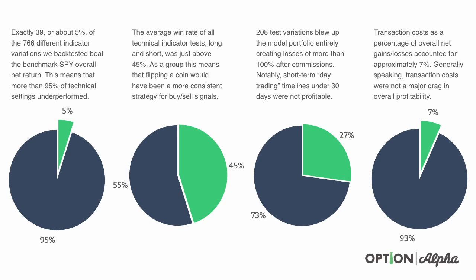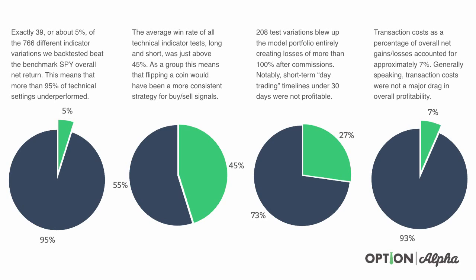The average win rate of all technical indicators tested long and short was just above 45%. So what this means is that as a group, flipping a coin would have been more consistent for a strategy of buy and sell signals. Now this gets back down to what I was talking about before. You do not have to purchase this report. Just with these 2 numbers, you realize that you actually have a higher probability of success overall.